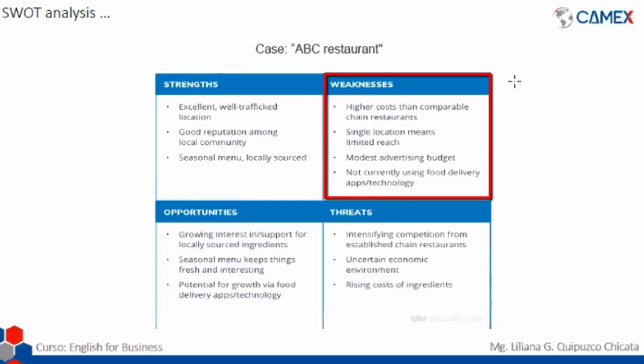And finally, not currently using food delivery apps technology. It is also a weakness, but it is a weakness for nowadays, because a couple of years ago, a company, or in this case a restaurant, that didn't use apps, it was okay. But now that people tend to just go into their cell phone and ask for food via domicilios.com or maybe Rappi or Globo, it means that if we don't have that, that will be a weakness for us because we are going to be losing potential clients. So it won't be good, right?